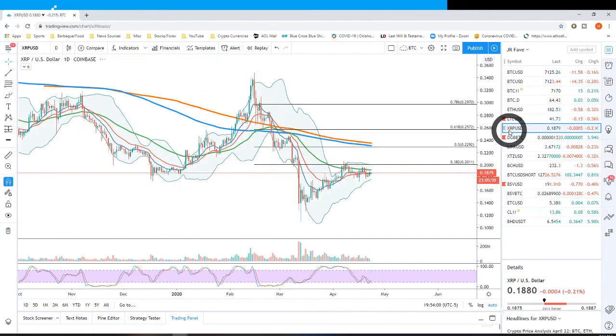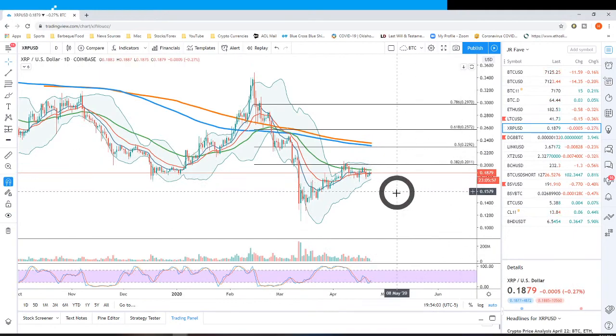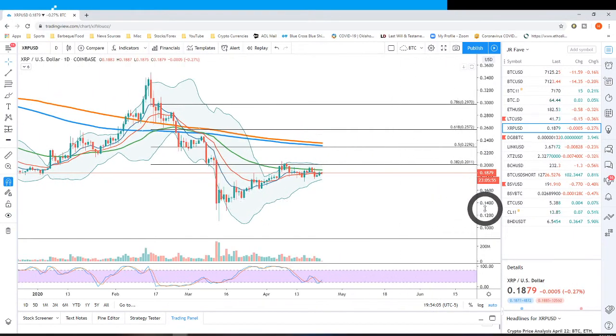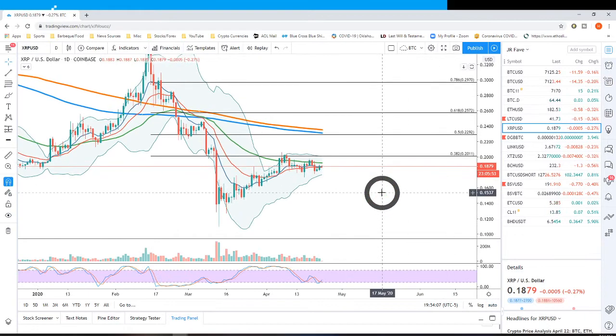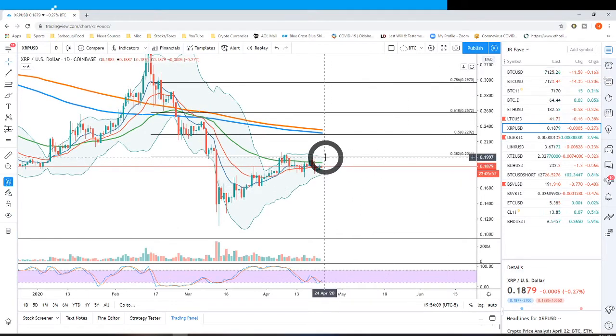What about Cult Stock XRP? Or Cult Crypto XRP. 38.2 is your area to get past. Break that, and it's very simple. You come up and test the 50% retracement and your 200 and 233-day moving average. Pretty simple stuff right there.